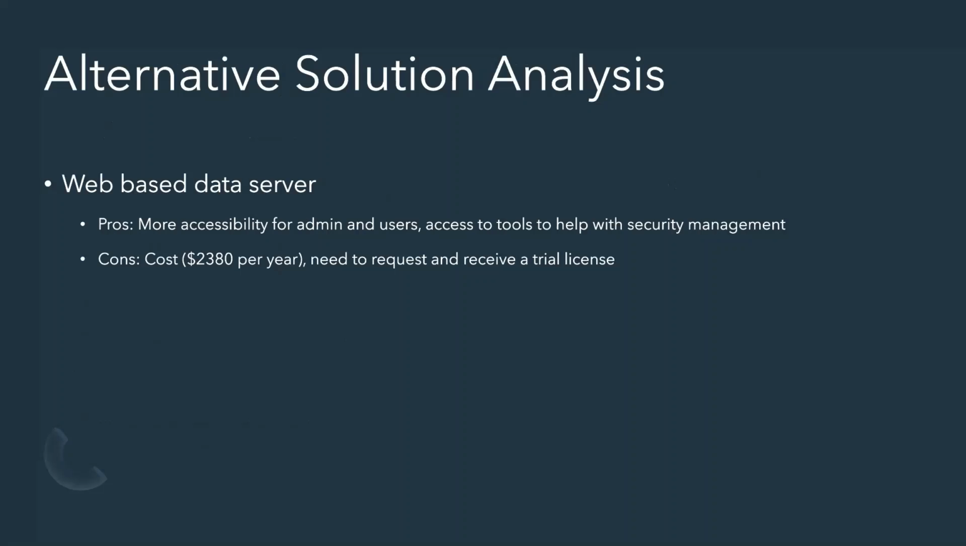So we came to two alternative solutions. The first one was using a web-based data server. The pros to this were that it had more accessibility for admins and users, and access to tools that help with security management. The cons to a web-based data server are that it costs roughly $2,300 per year, and you need to request and receive a trial license.